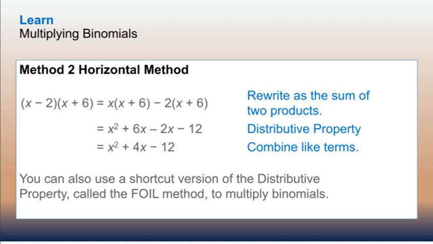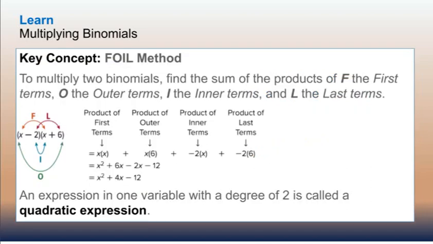Method 2 is horizontally, and horizontally would also be known as the FOIL method. And what does the FOIL method mean? The FOIL method is F for the first term. So you're going to take the first term of each binomial and multiply them. So in this case, it would be x times x.